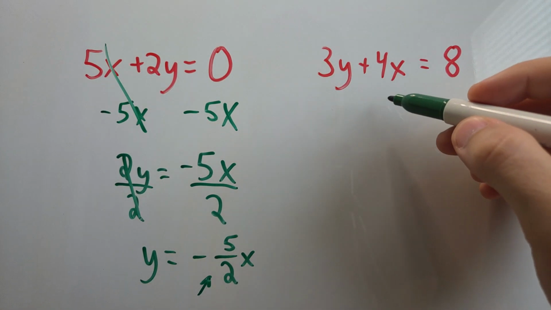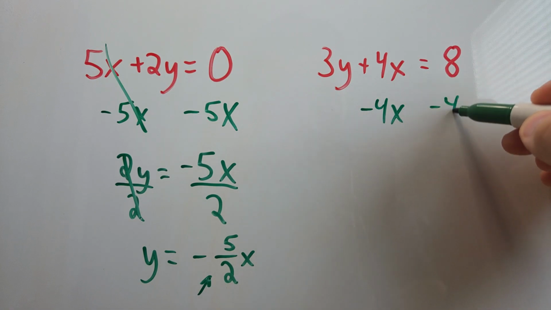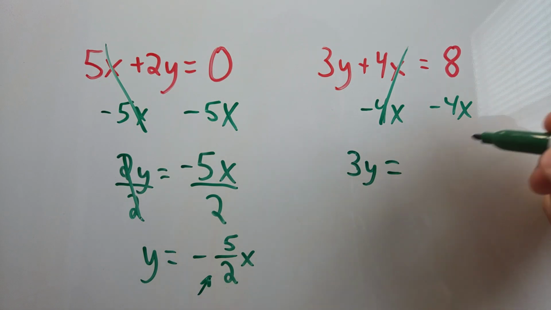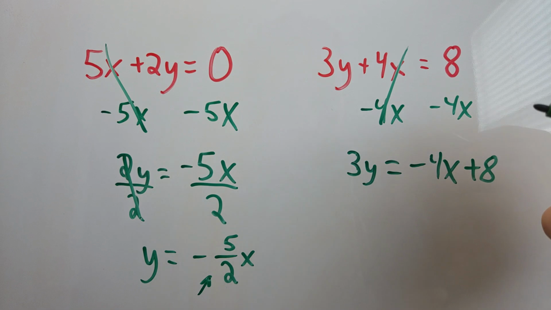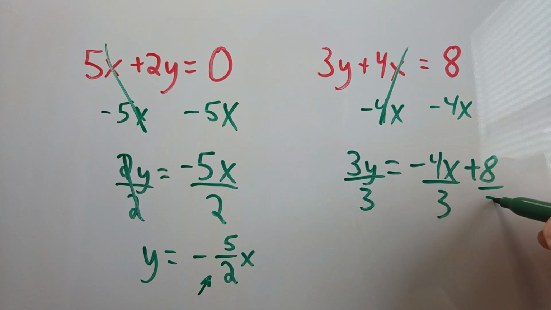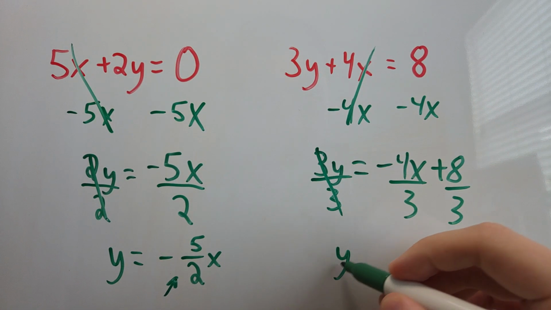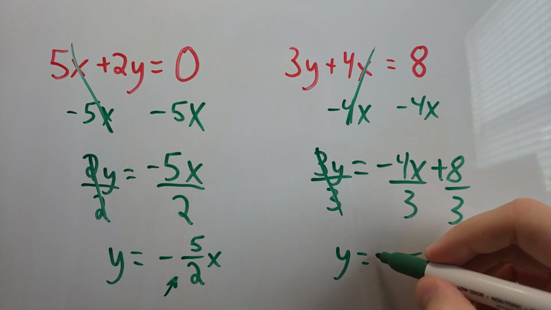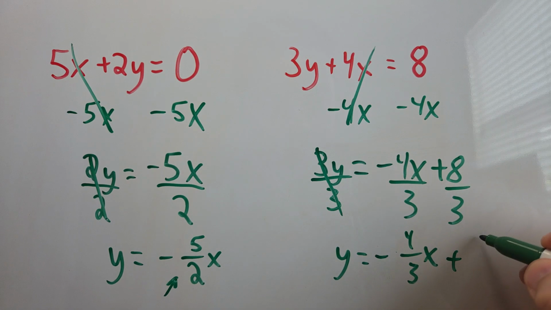Same exact approach, we're going to solve for y. Let's start by taking away 4x from both sides. Now we're going to divide everything by 3. Here this gives me y equals negative 4/3 x plus 8/3.